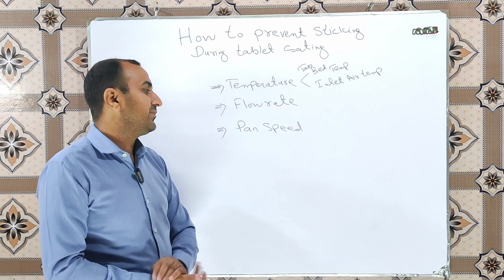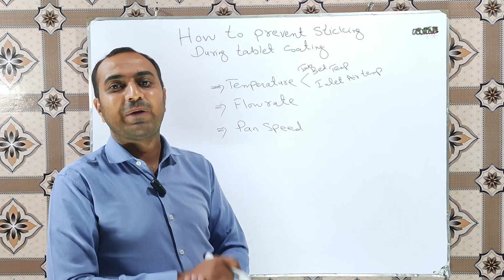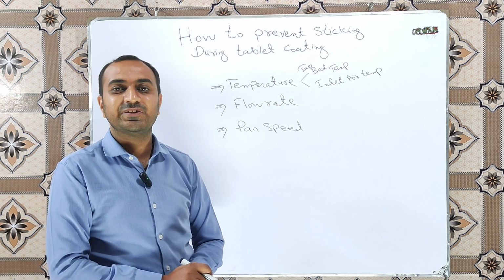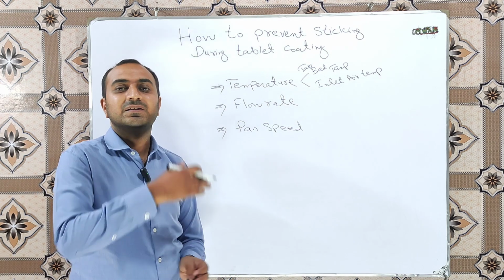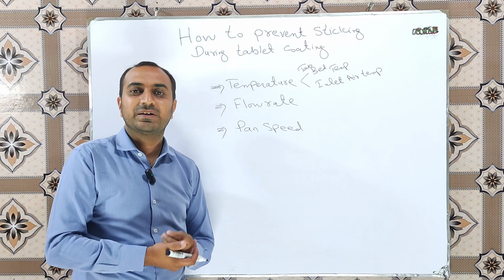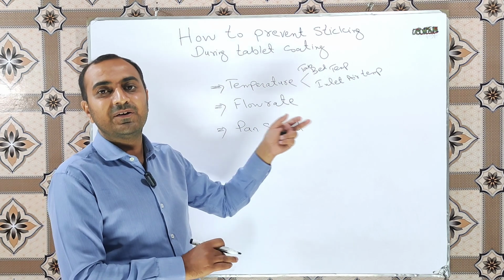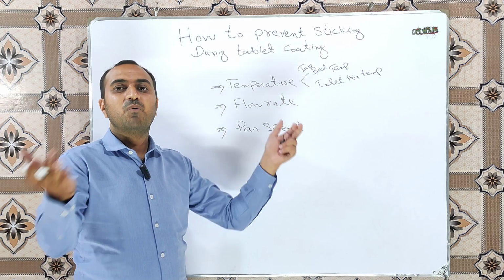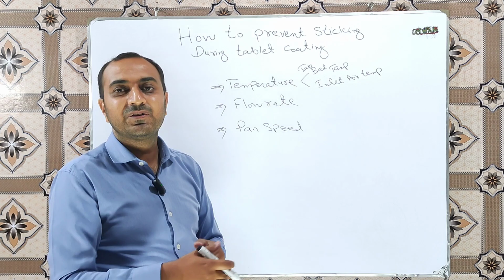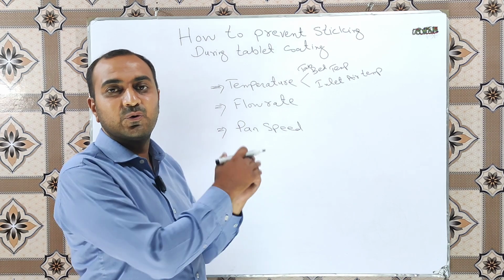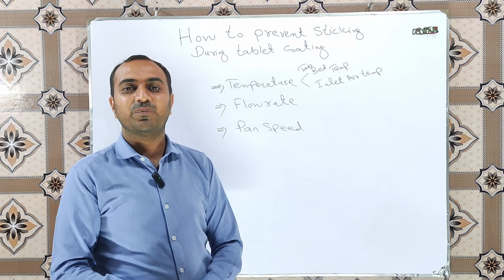The third point is the pan speed. If you reduce your pan speed but your spray rate is still high, then when you reduce the pan speed, the dwell time or contact time or solution receiving time by the tablets is increased. More solvent is received by each tablet, but the tablets are not dried so quickly, due to which the tablet sticking defect is observed.